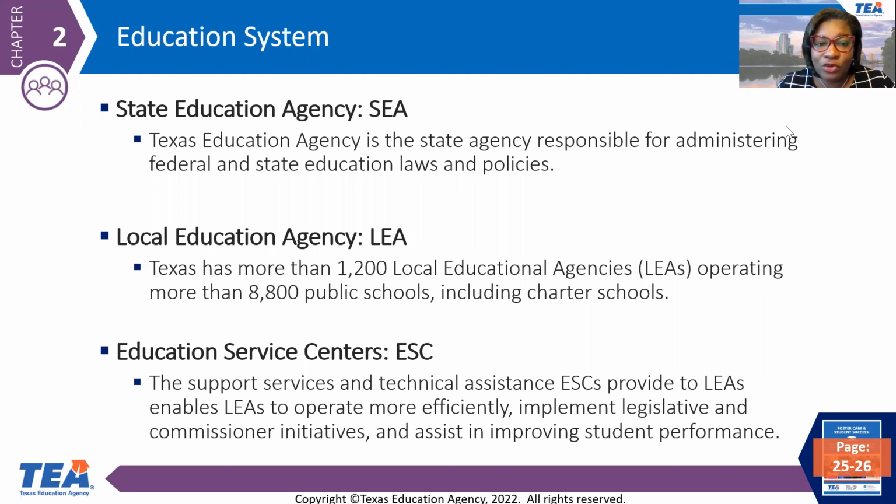Texas has more than 1,200 local education agencies operating more than 8,800 public schools, including the charter schools. And then we have our ESC, our education service centers. They provide support services and technical assistance to LEAs to enable LEAs to operate more efficiently, implementing legislative and commissioner initiatives and assisting in improving student performance. So these are very important acronyms to us. You have your SEA, your LEA, and your ESCs. And this information is located on pages 25 and 26 in the guide.